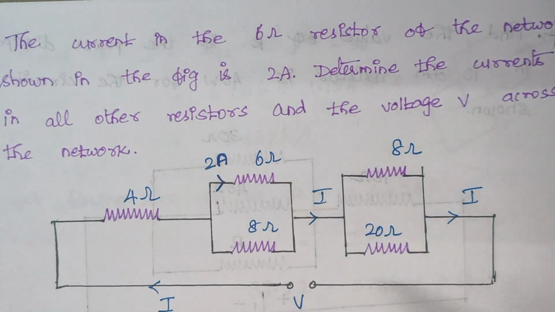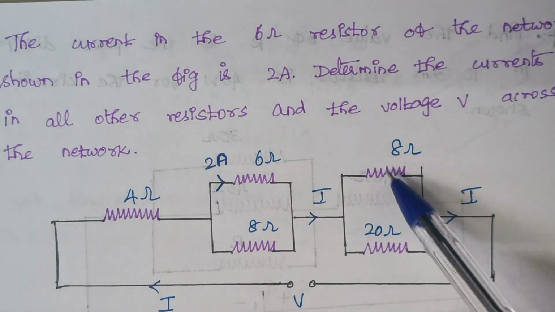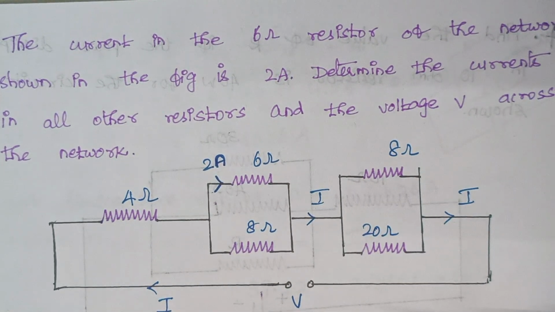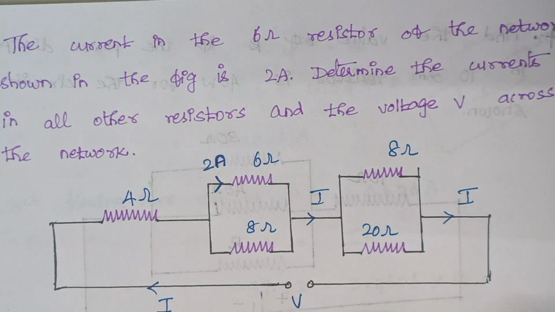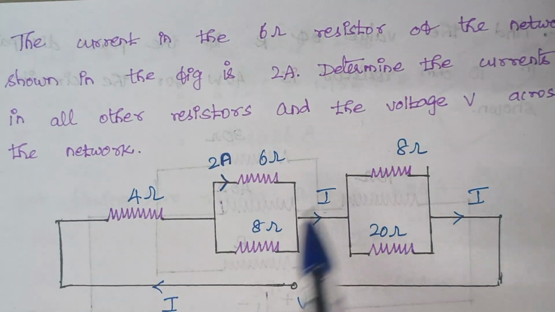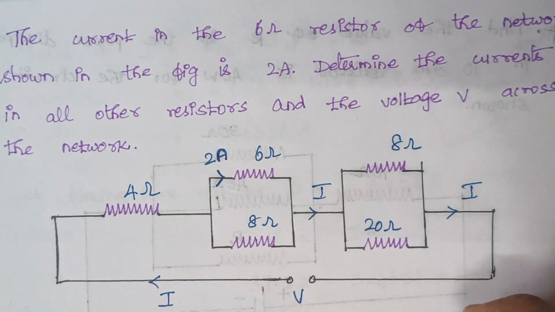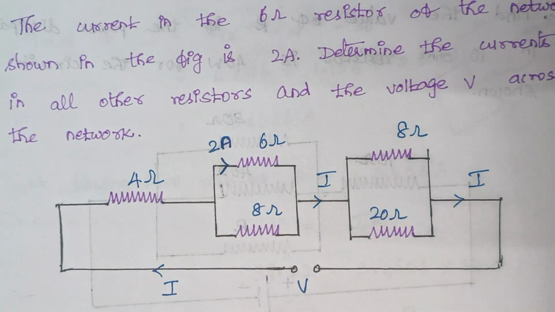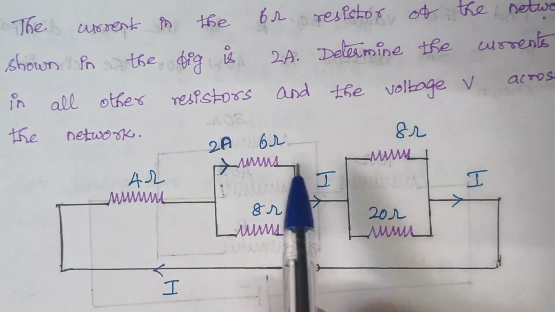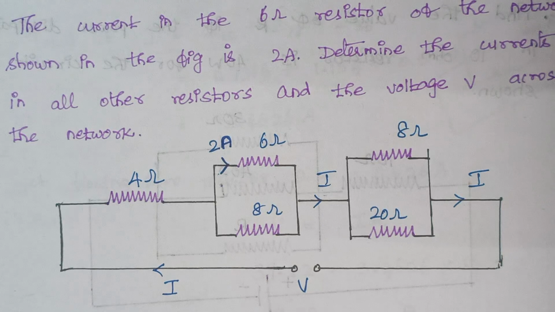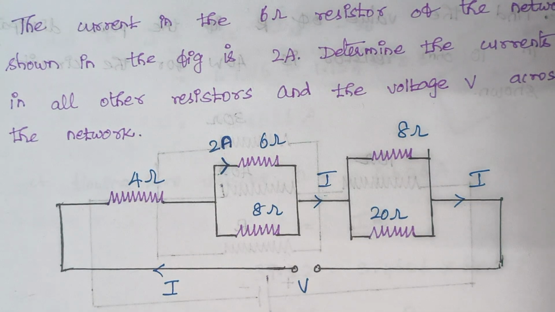So here we have to calculate the current that flows through all the other resistors, right? Totally here we are having how many resistors? 5 resistors. So we need to calculate the current flowing through the remaining 4 resistors. And voltage V, we need to calculate the voltage also, right? So the only known data is current flowing through the 6 ohm resistor is 2 amps. So now can you make a guess how to proceed?